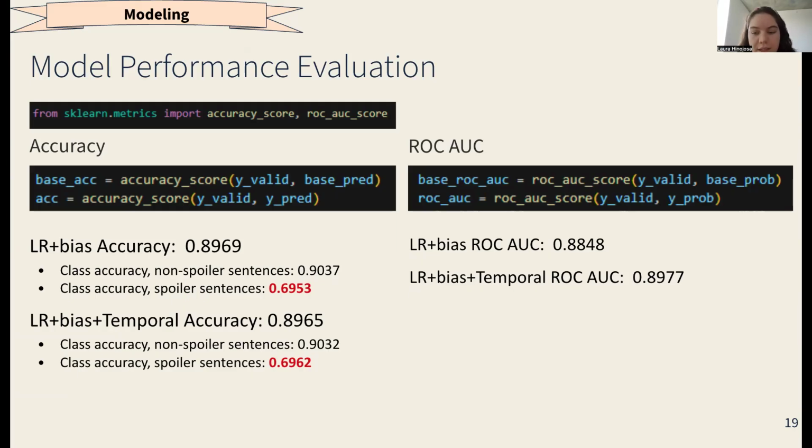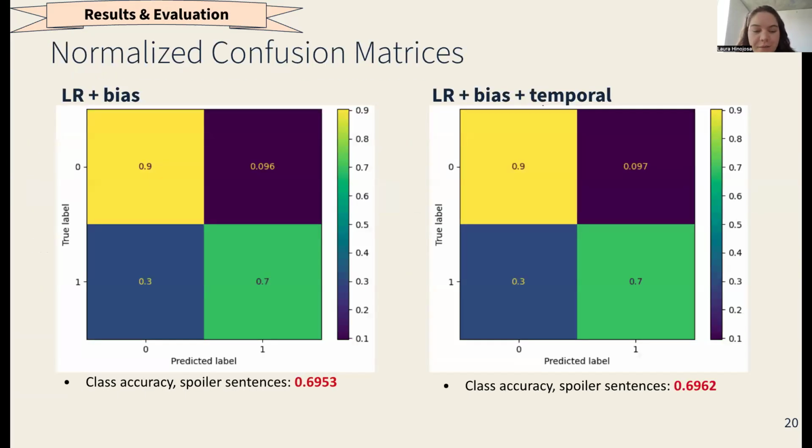Also, looking at the ROC-AUC, we can see that both models are performing pretty well, with 0.88 without temporal and 0.89 when we add that temporal component. So we do see that improvement with the temporal component. This is just another way to look at it, when we see the whole confusion matrices normalized between temporal versus non-temporal, again highlighting the importance of looking at class accuracy.